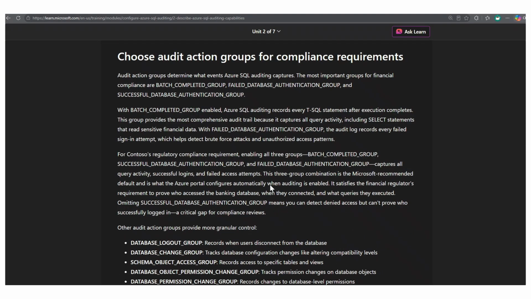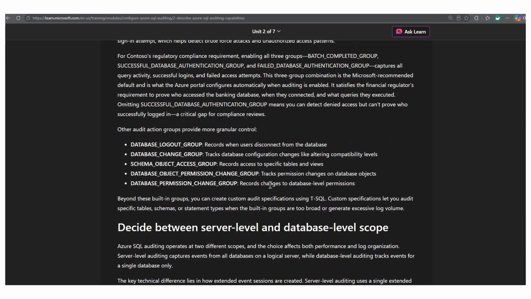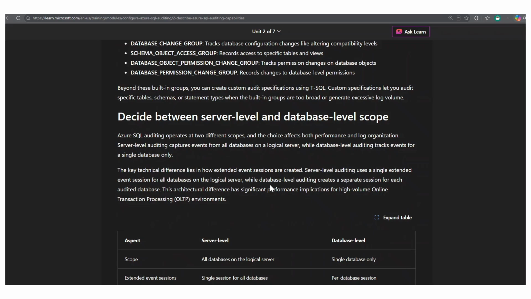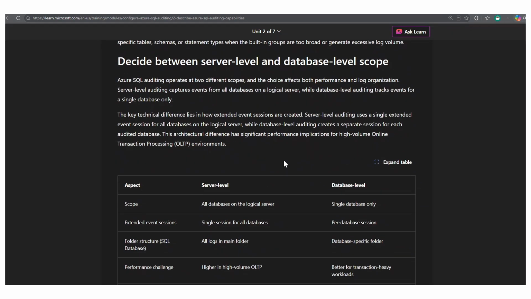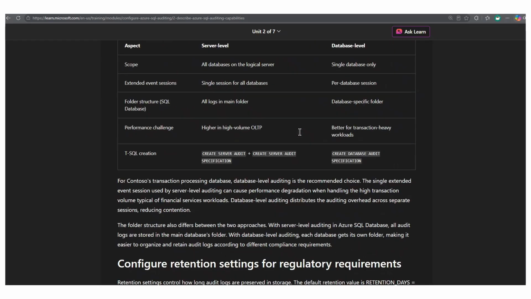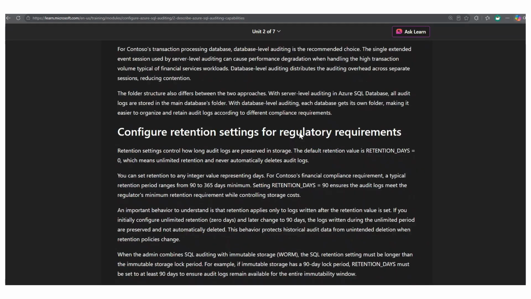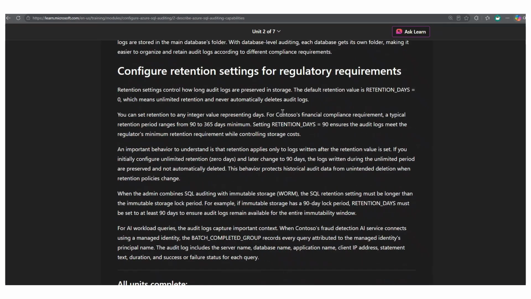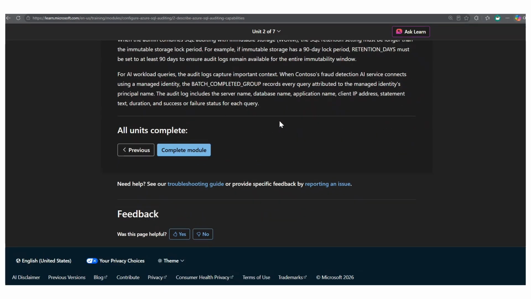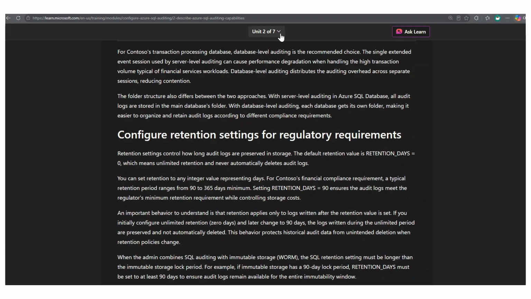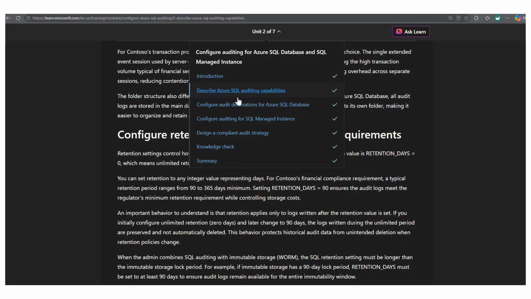There's a lot of information regarding this stuff. One decision, again, we talked about this, that you need to make is to decide between server level or database level scope. And yeah, configure retention settings for compliance scope. So yeah, all that stuff.